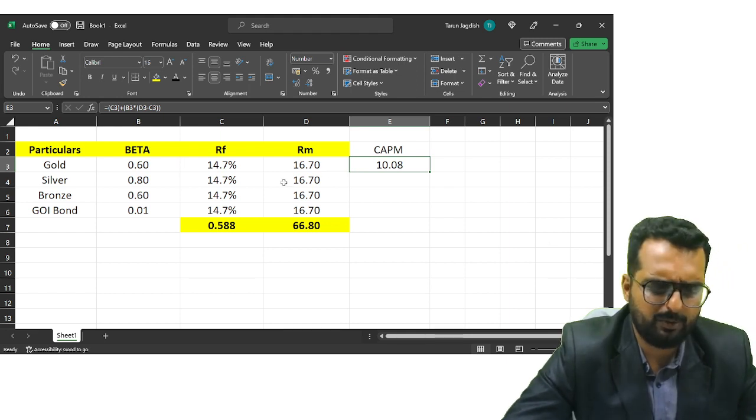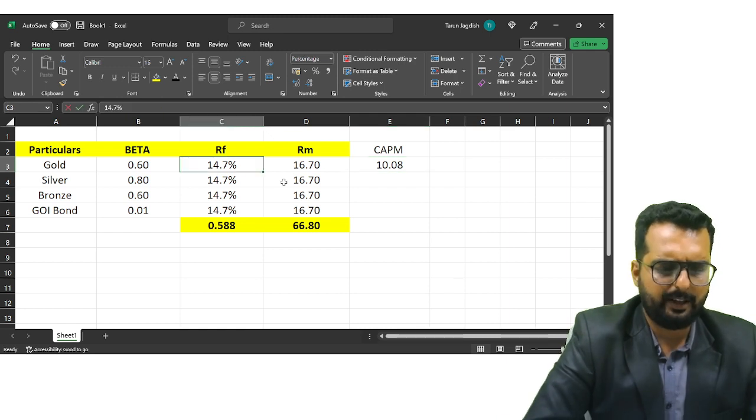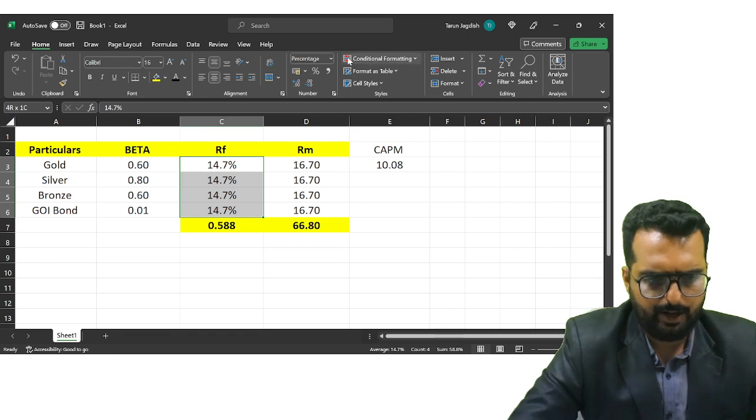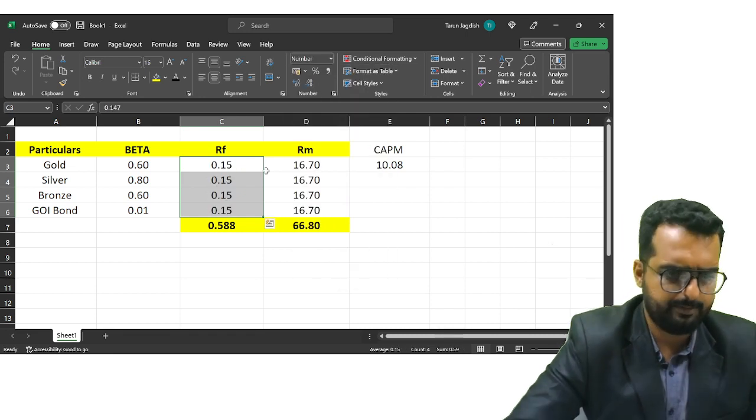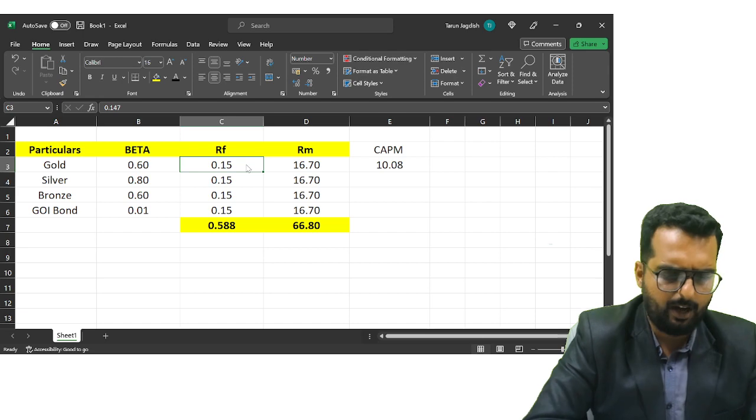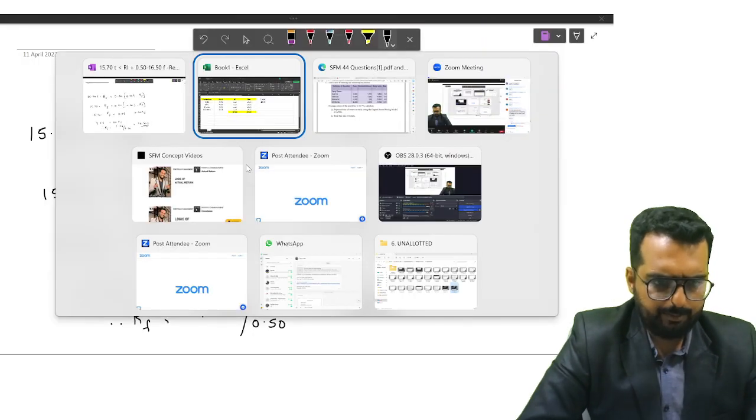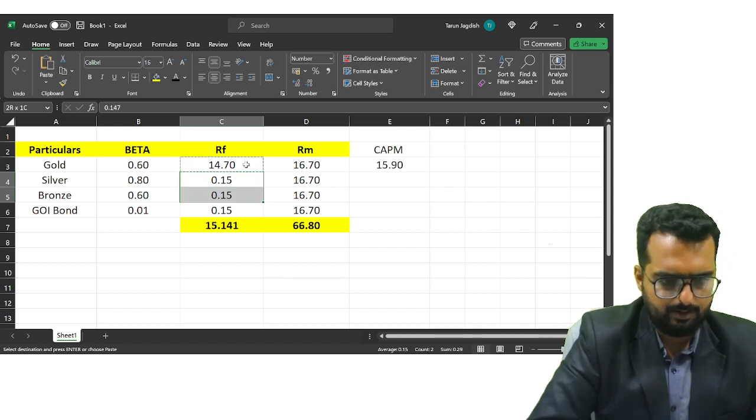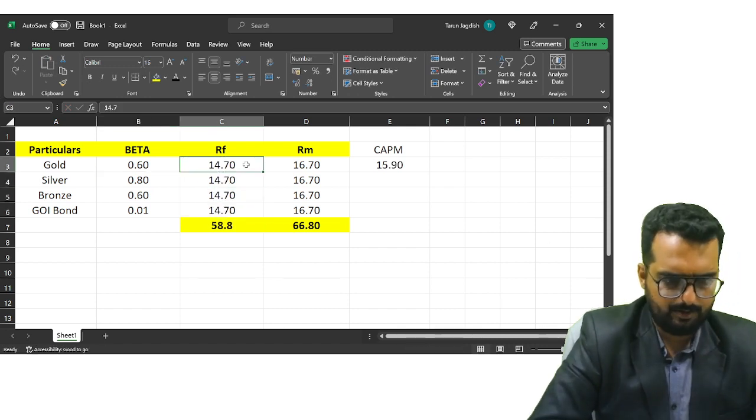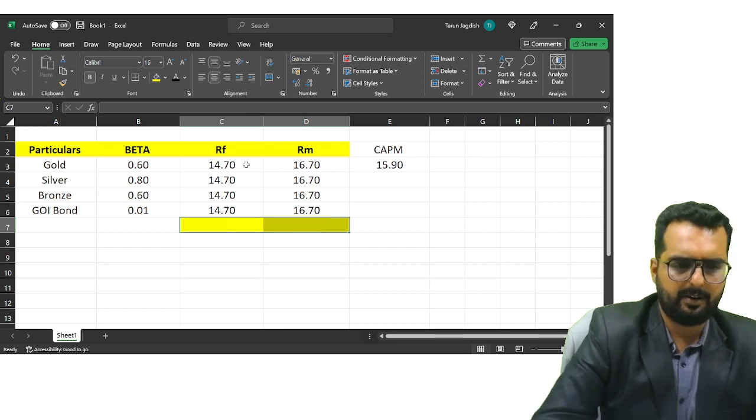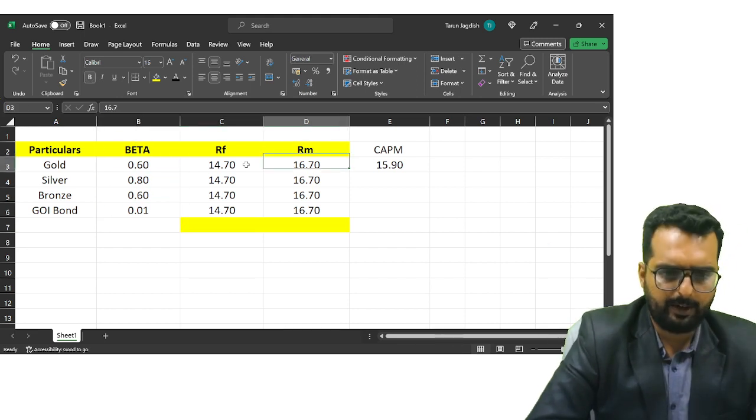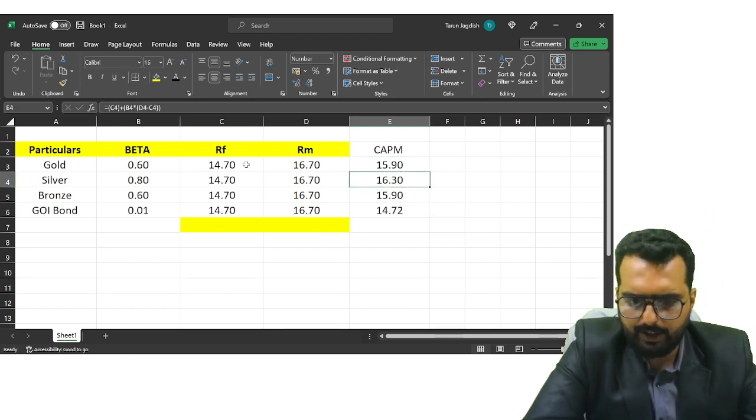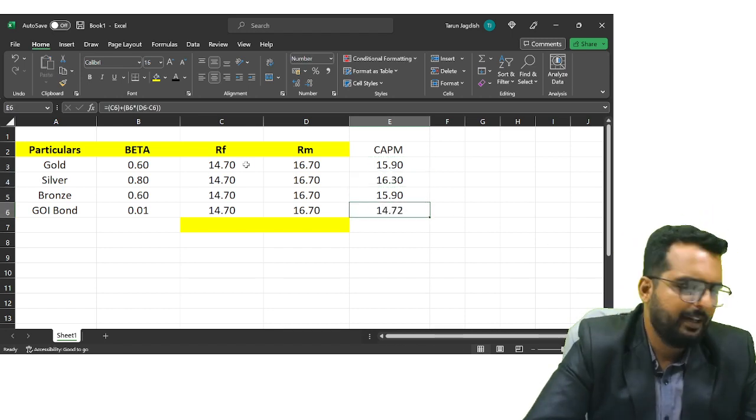14.7 plus 0.6 into... no, something wrong. Okay, I think I got what is wrong here. Let me just correct that part. Either we take everything in numbers or in percentage. So how much was the RF? 14.7, right? Total is not required. We'll remove the total. Yes, so you get 15.9 as the answer for the first one. Second one you get 16.3, 15.9 and 14.72.